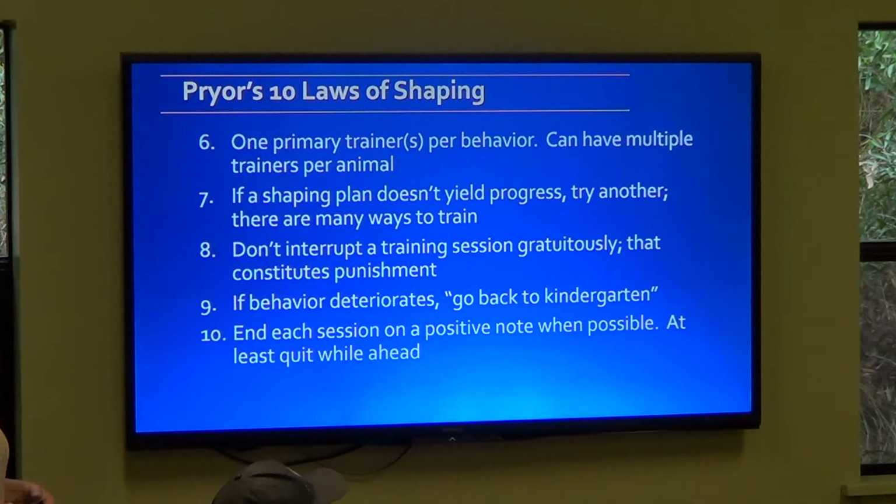One primary trainer, or one person per new behavior. Consistency, as you know, is absolutely critical. It's hard enough to be consistent with yourself. If you have a whole bunch of people trying to do the same thing, even if they try really hard, they're likely to do it a little bit differently. So if you can, one person per new behavior.